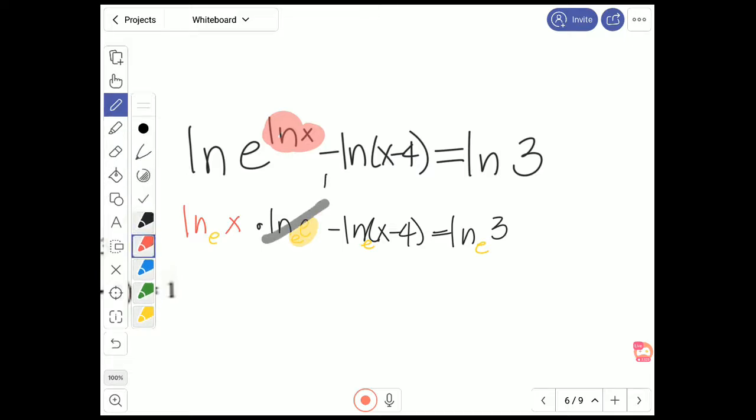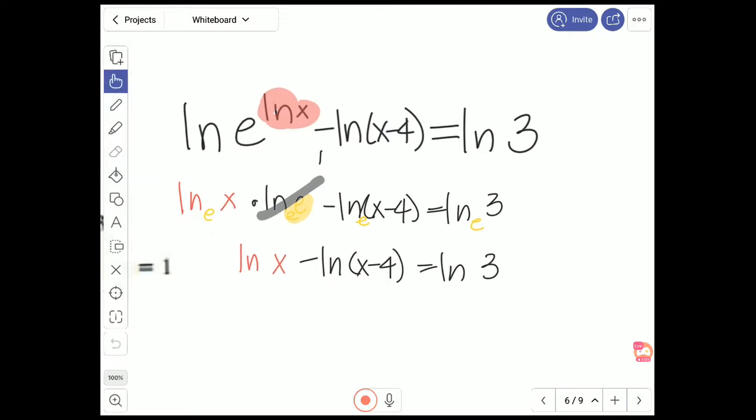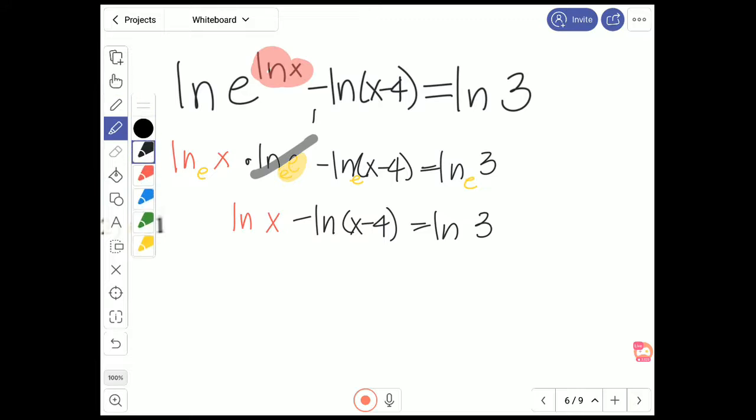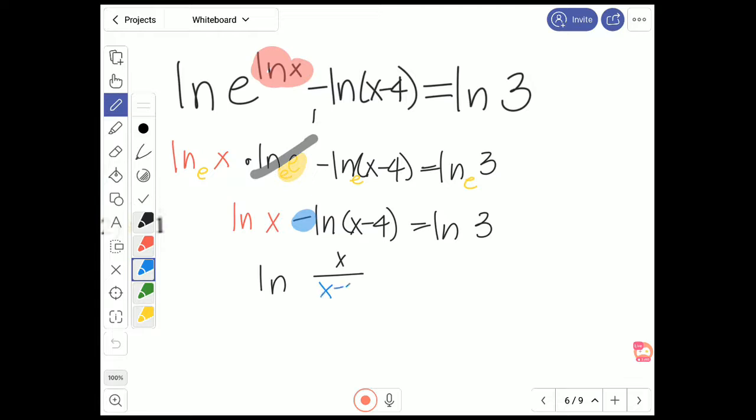So really this problem is just the natural log of x minus the natural log of x minus 4 equals the natural log of 3. And applying my log properties, if I am subtracting, I can turn this into one log with division. So this becomes the natural log of x divided by x minus 4. And again, that happened because this was a minus. And then equals the natural log of 3.